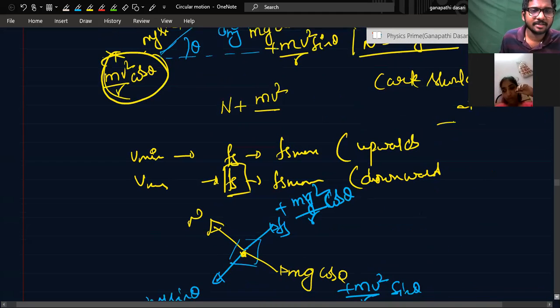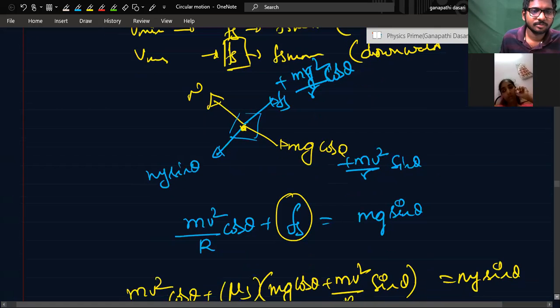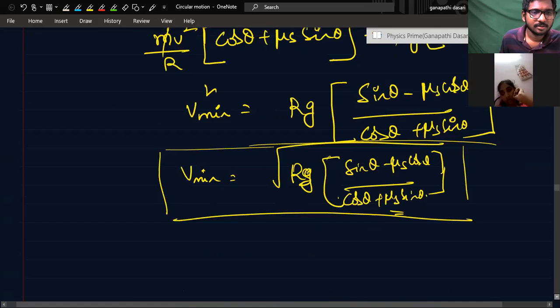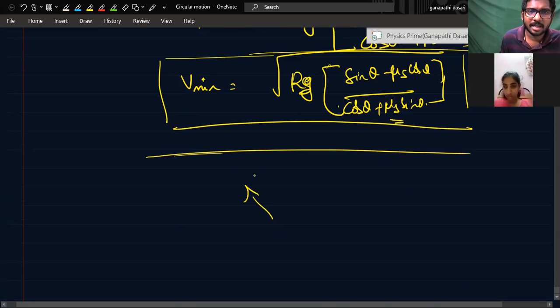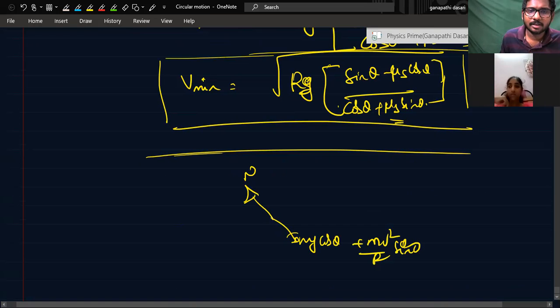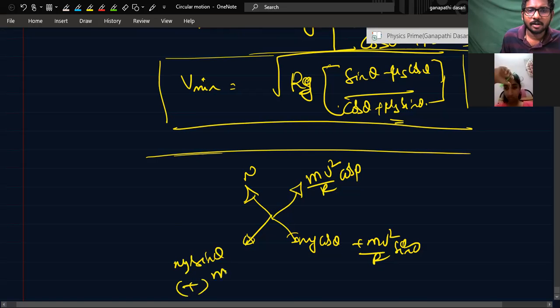Then for the maximum case, what will happen? Friction will be downwards, right? Same diagram. Again, normal will be like this: mg cos theta plus mv square by r sin theta. On this side, there will be mv square by r cos theta. But on this side, there will be mg sin theta plus friction max. Okay, got it?